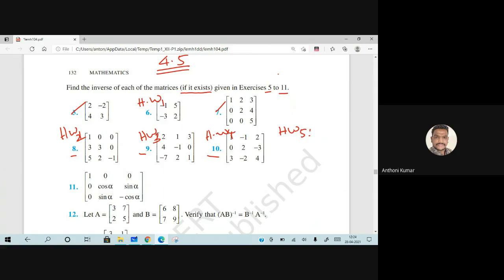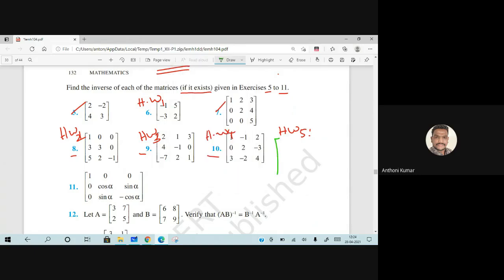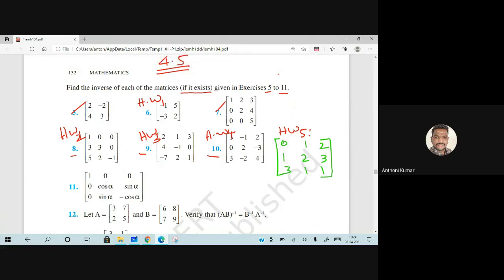Find the inverse of this matrix. This is also 3 by 3: 0, 1, 2; 1, 2, 3; 3, 1, 1. This is homework 5. Quickly copy it.